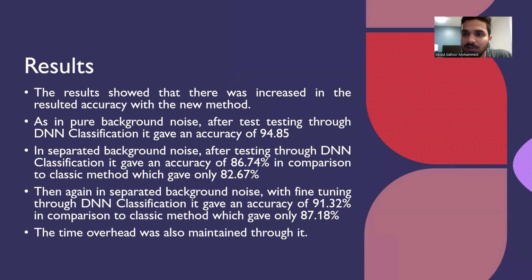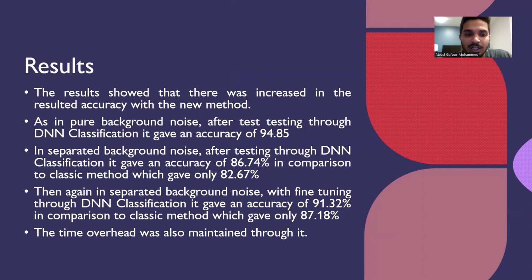In comparison with the methods already in existence, the classic methods, we have proven that the accuracy shows a significant increase, and we are able to achieve pure classified accuracy. For the background noise after testing, the DNN classification, which is the deep neural network classification, gave an accuracy of 94.85%. And for separated background noise with testing through the deep neural network, we got an accuracy of 86.74%, which is slightly higher than the already existing model, which has only 82.67% accuracy.